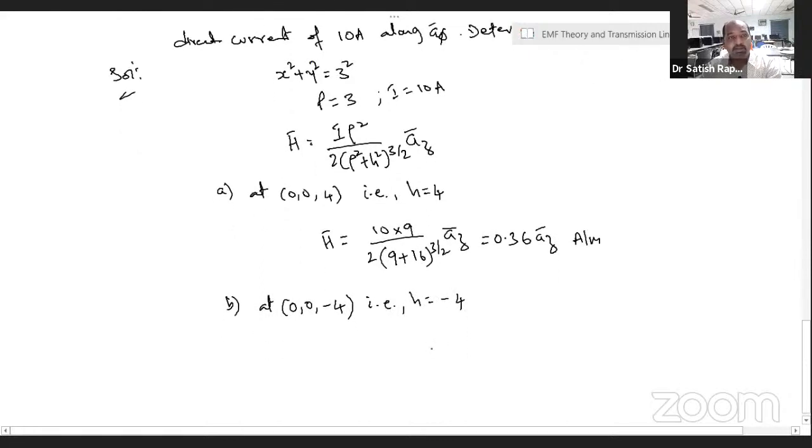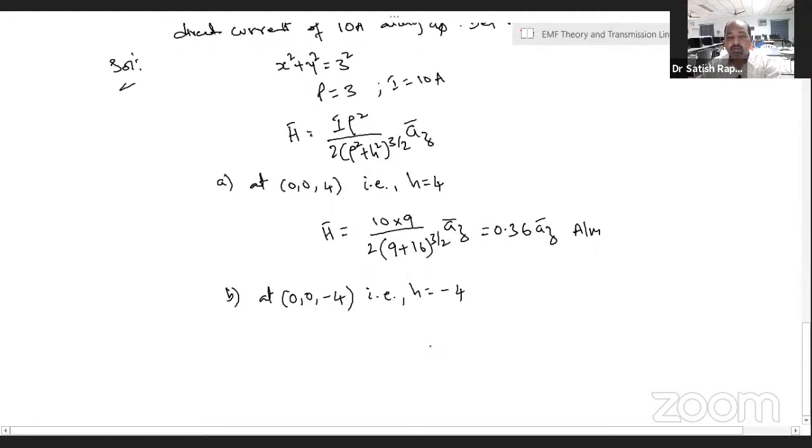B bit 0, 0, minus 4. So therefore h is equal to minus 4, right? So if you substitute h is equal to minus 4, what you will get? Magnetic field H bar is equal to 0.36 a_z bar amperes per meter. The same answer you will get.